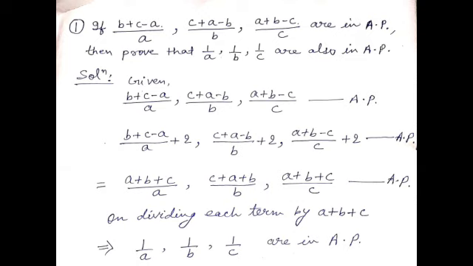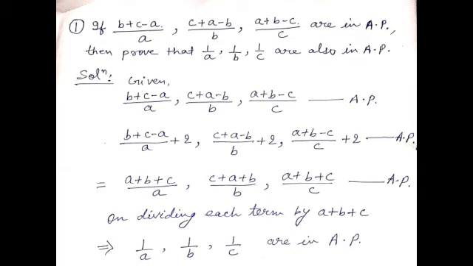In order to solve it, in the question it is given that (b + c - a)/a, (c + a - b)/b, (a + b - c)/c are already given in AP. So if I add 2 to each term, this will again remain in AP, because I have already discussed in the properties of arithmetic progression that if a constant term is added, then the resulting sequence is also an AP. So the same constant term 2 I am adding, and this will result in an AP.